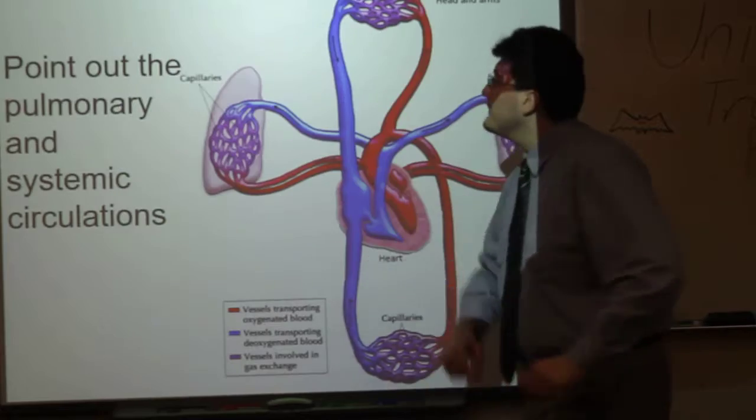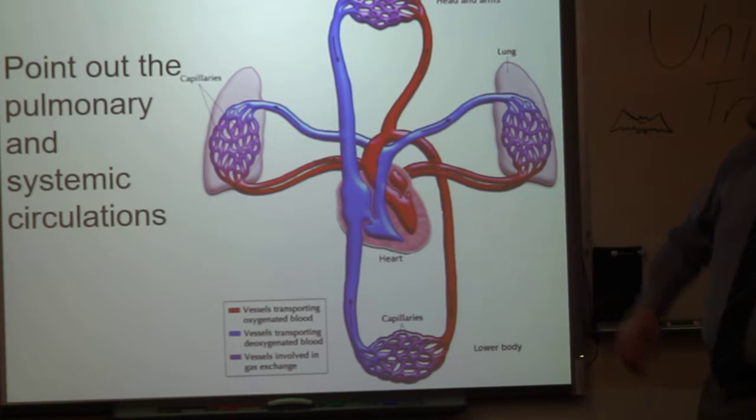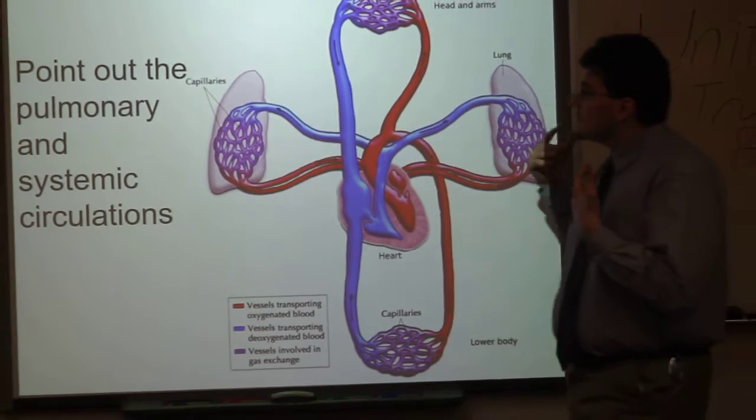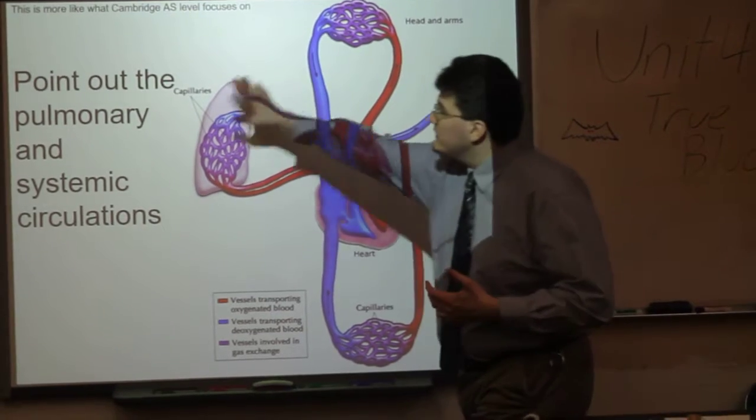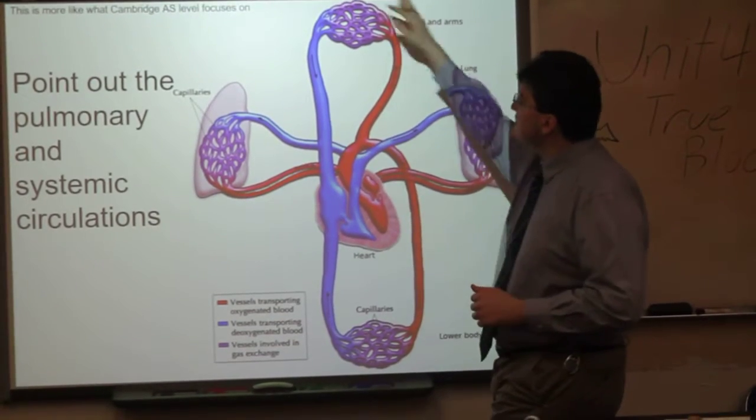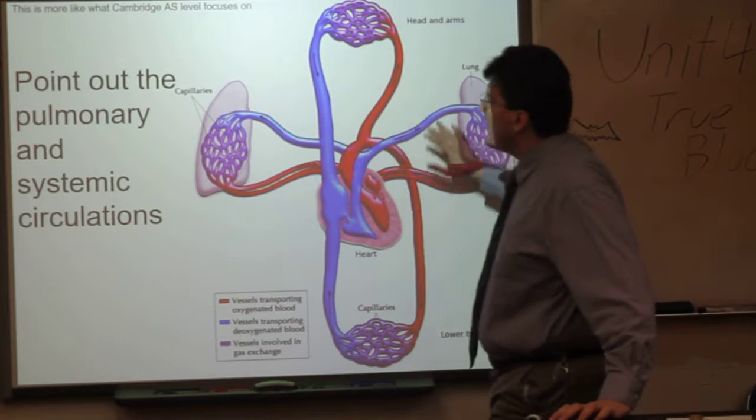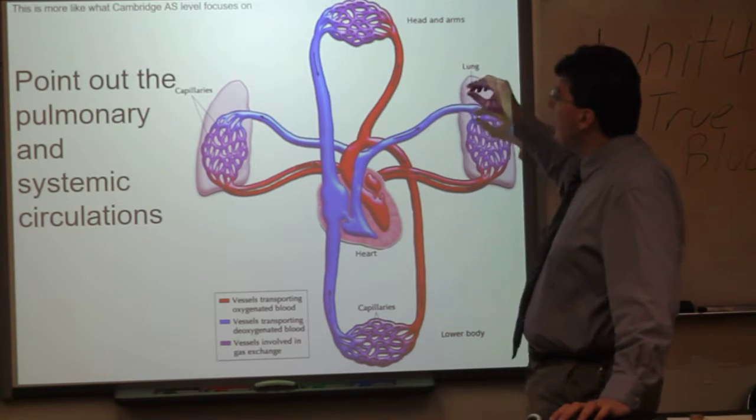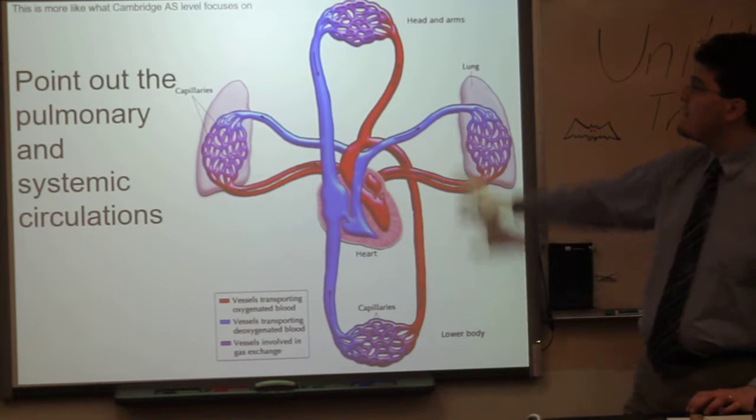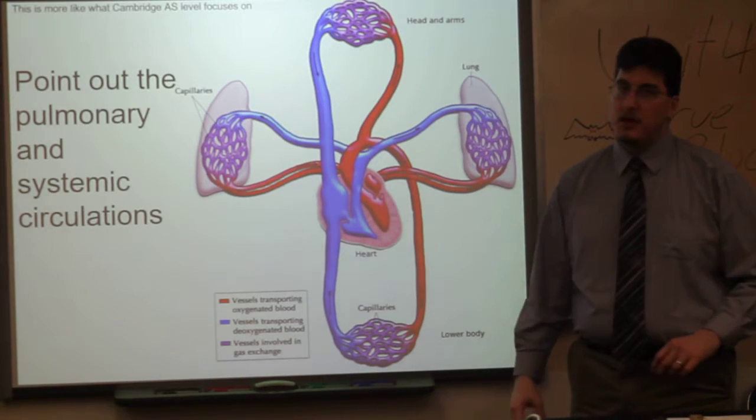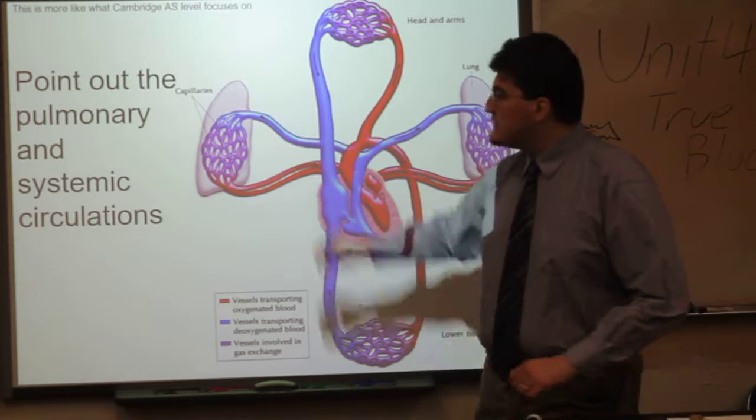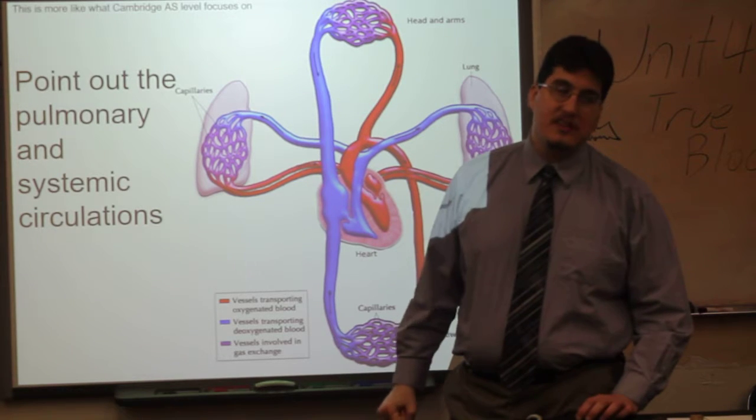Anyway, now, effectively, your pulmonary system is what leads to the lungs, and your systemic system is what leads to everywhere else. The red lines are the oxygenated blood, and the blue lines are the deoxygenated blood. Purple is the mixing of oxygenated and deoxygenated.